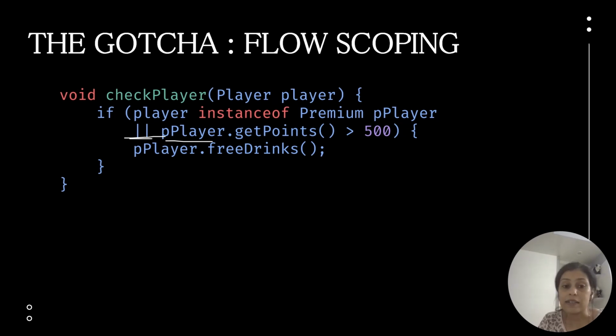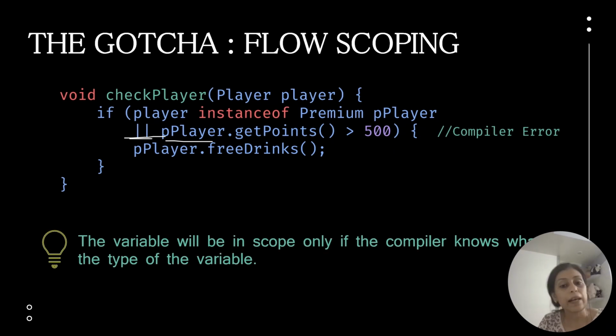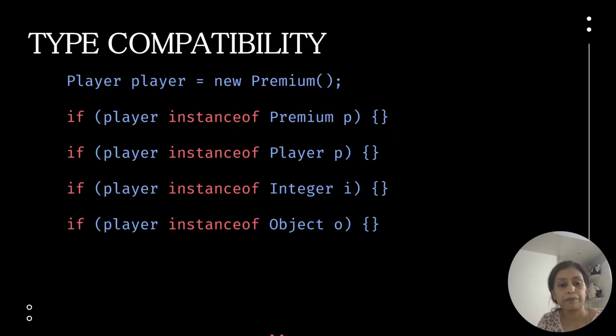So it's like asking, are you a VIP or show me your VIP badge? If you aren't VIP, you won't even have a VIP badge to show. The compiler catches this and says, nice try, dude. But get lost now. This is an example of flow scoping. Scope determined by the flow of the program.